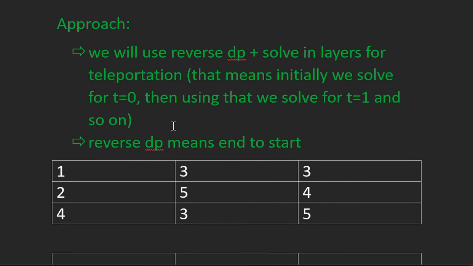So what is our approach? We'll be using a reverse DP, and we'll be using layers for solving teleportations. What that means is we'll start from a solution assuming that there is no teleportation, and then using that solution we will calculate for teleportation equal to 1, and so on. We will be using the previous value to compute the next value.